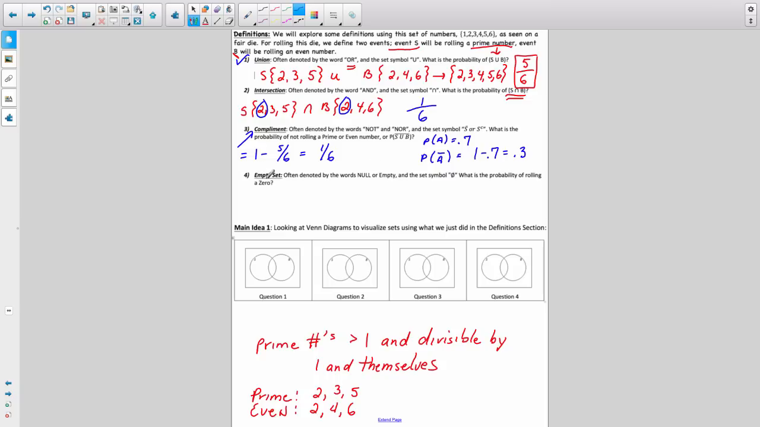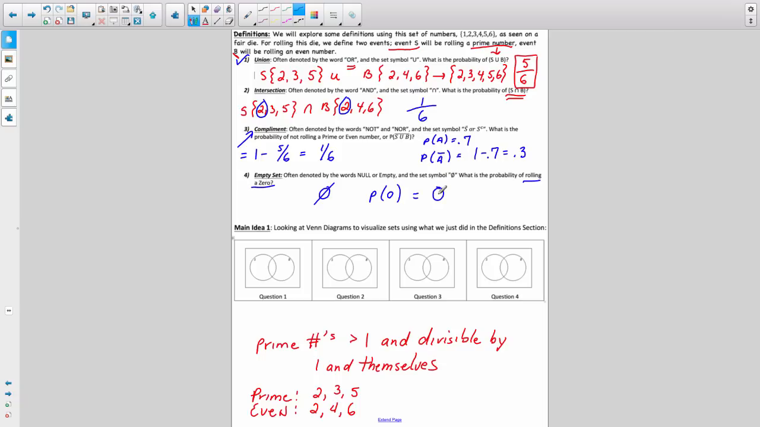And the last idea is this thing called empty set that I'd like to talk to you about. You might hear the word null or empty, but really important, it's this symbol like this. And it's really just the impossible, or something not matching any criteria whatsoever. So if you think of a die and it has the numbers 1 through 6, what would be the probability of rolling a 0?